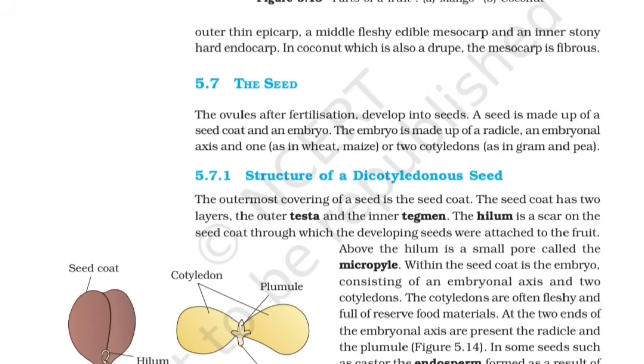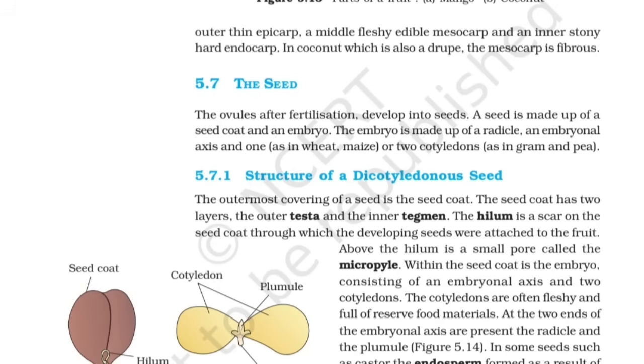The seed. The ovules, after fertilization, develop into seeds. A seed is made up of a seed coat and an embryo. The embryo is made up of a radicle, an embryonal axis, and one cotyledon, as in wheat and maize, or two cotyledons, as in gram and pea.